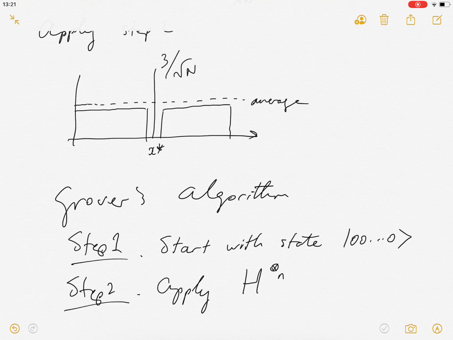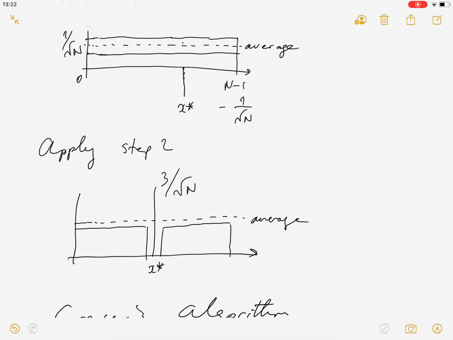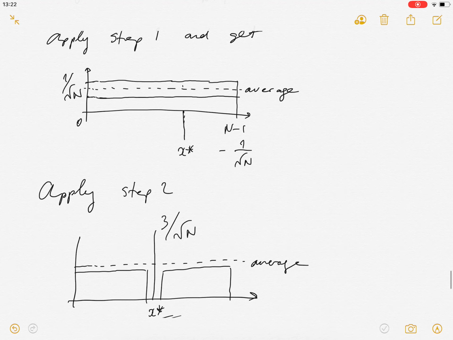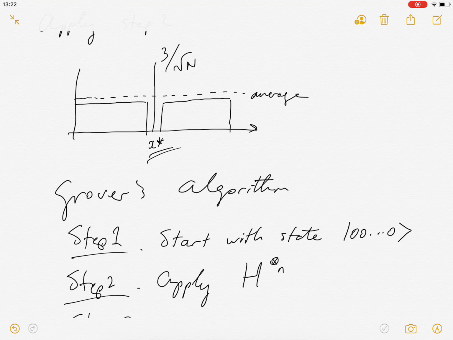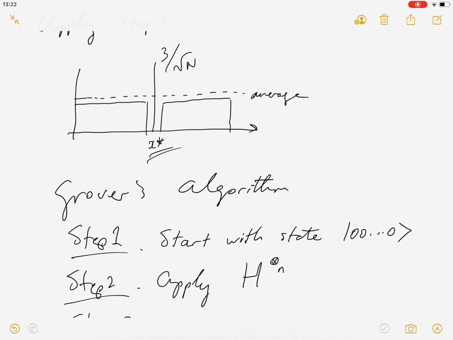But here's a question: how many times should we apply the Grover's iteration? Well, the amplitude of the key value grows in a constant manner, right? First it was 1 over square root of n, and now it's 3 over square root of n, and then the next stage it will be 5 over square root of n. So if we apply Grover's iteration square root many times, then in the end, approximately, we will get to measure the key value with high probability.